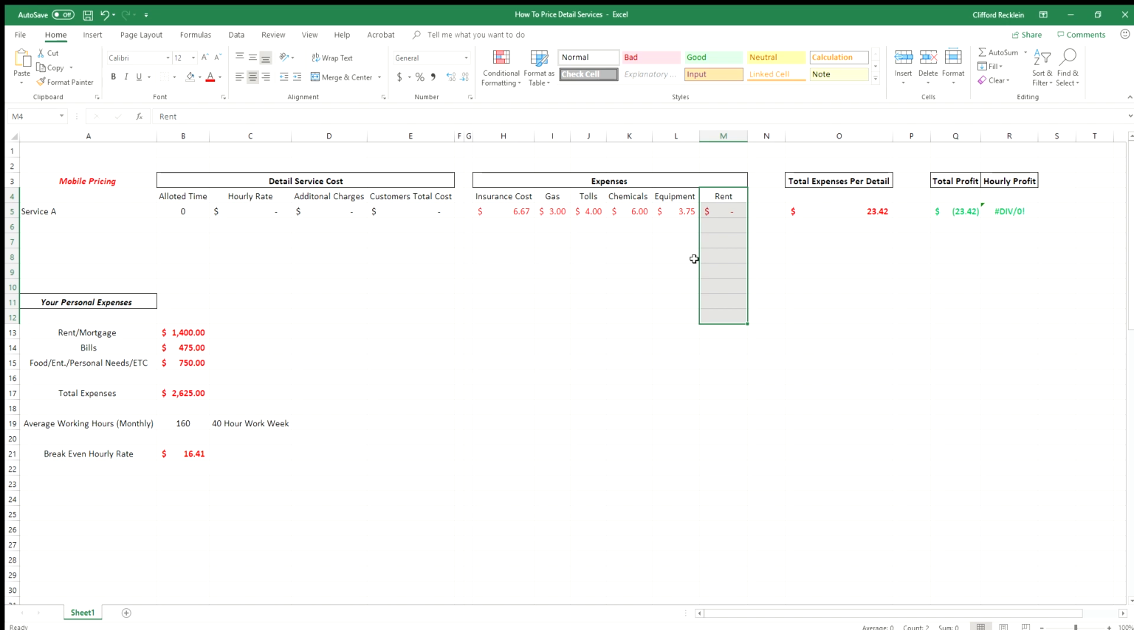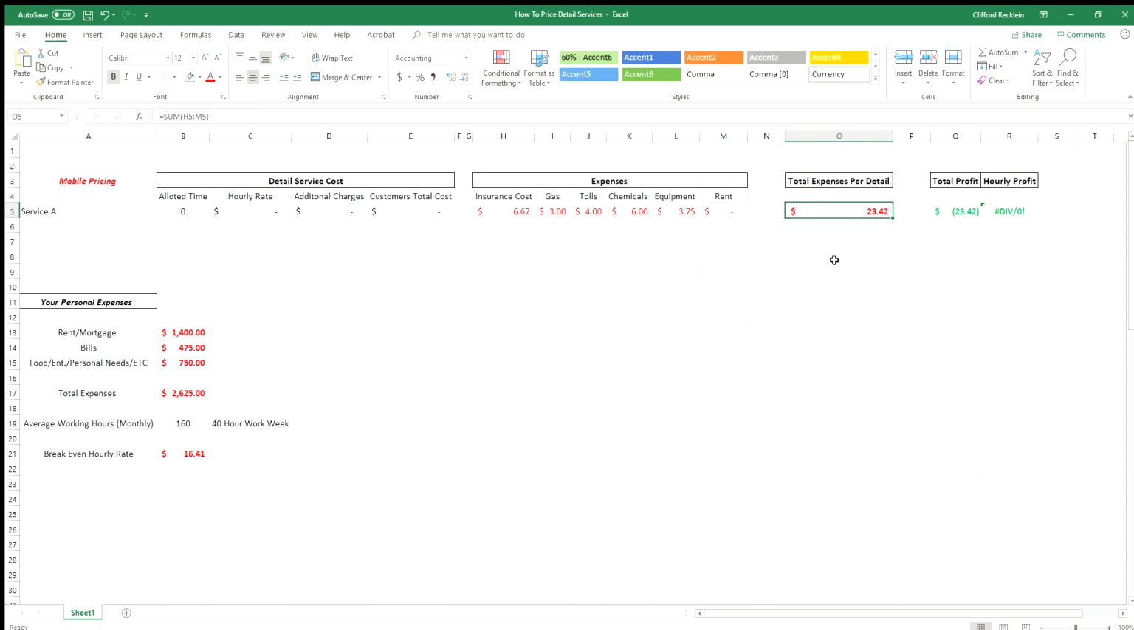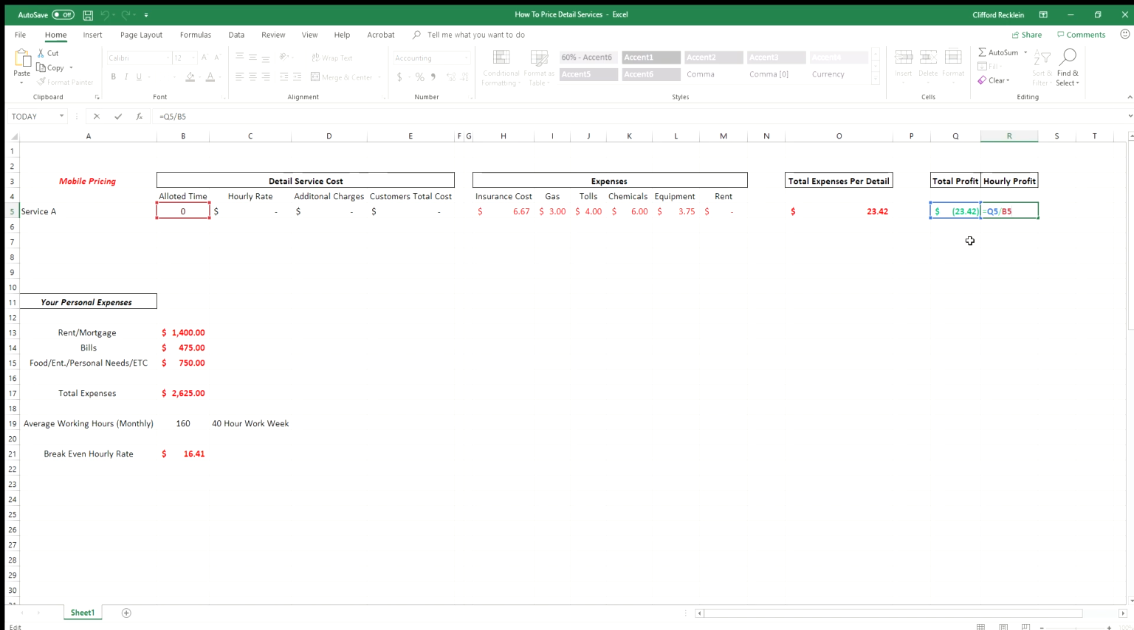So you'll see here next, total expenses per detail now comes out to $23.42. Okay, so that's how much we're spending before we get finished with the detail and before we even get paid by the client. Okay, so now that we have this number, you're going to see over here it says total profits at $23.42 negative. So right now we lost money. Okay, and then next to that is hourly profit. And how we come up with hourly profit is total profit divided by the allotted time for the detail service.